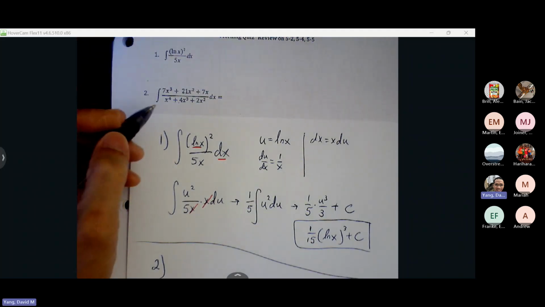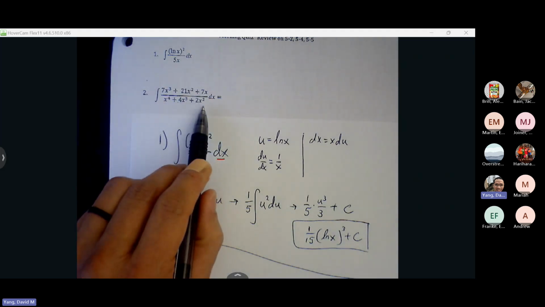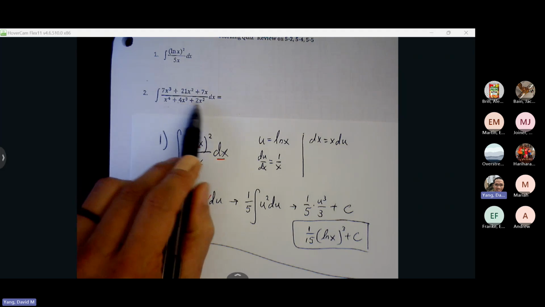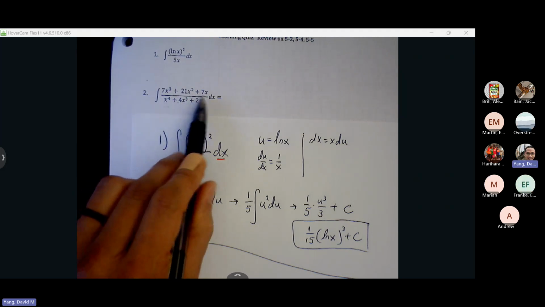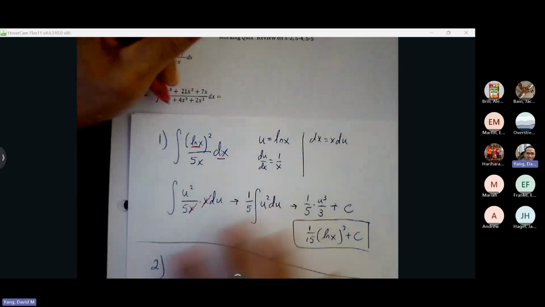All right, number 2, we have a messy function here. If we consider maybe the denominator is a higher degree, looks like the derivative of each of these should pair up nicely with what we see in the numerator. So let's go after the denominator as our u value.